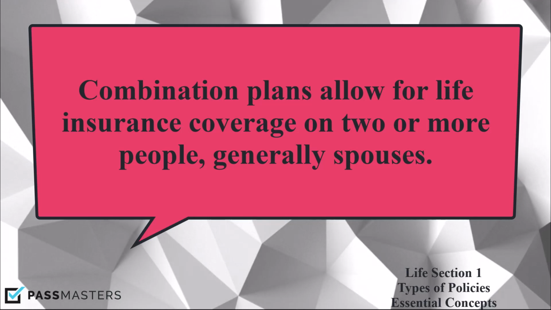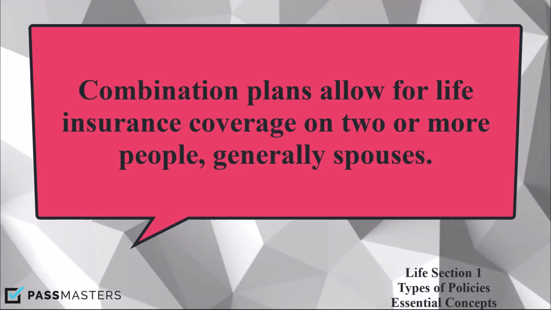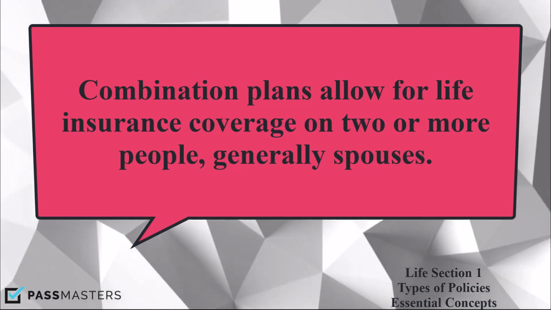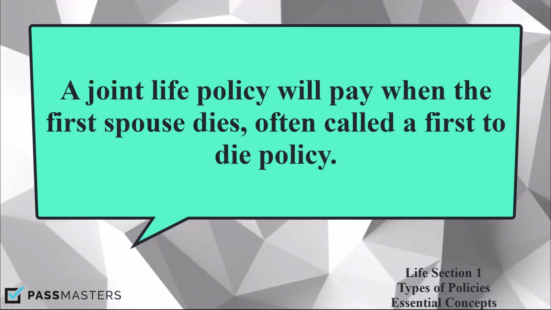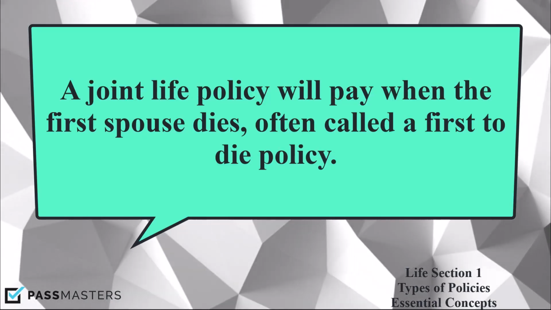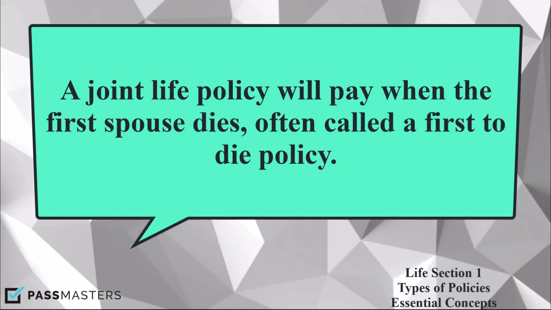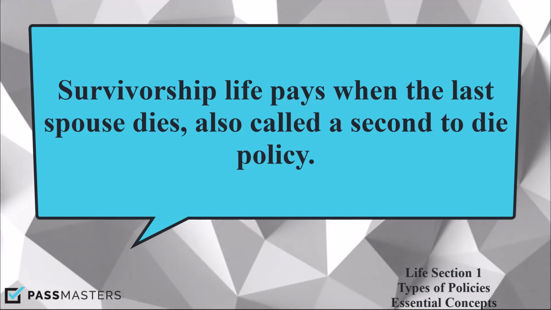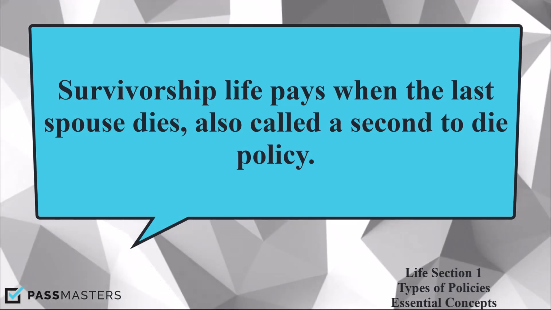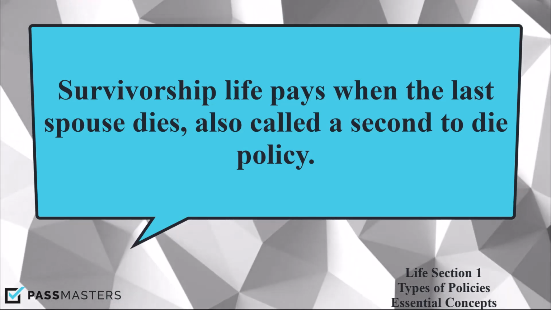Combination plans allow for life insurance coverage on 2 or more people, generally spouses. A joint life policy will pay when the first spouse dies, often called a first-to-die policy. Survivorship life pays when the last spouse dies, also called a second-to-die policy.